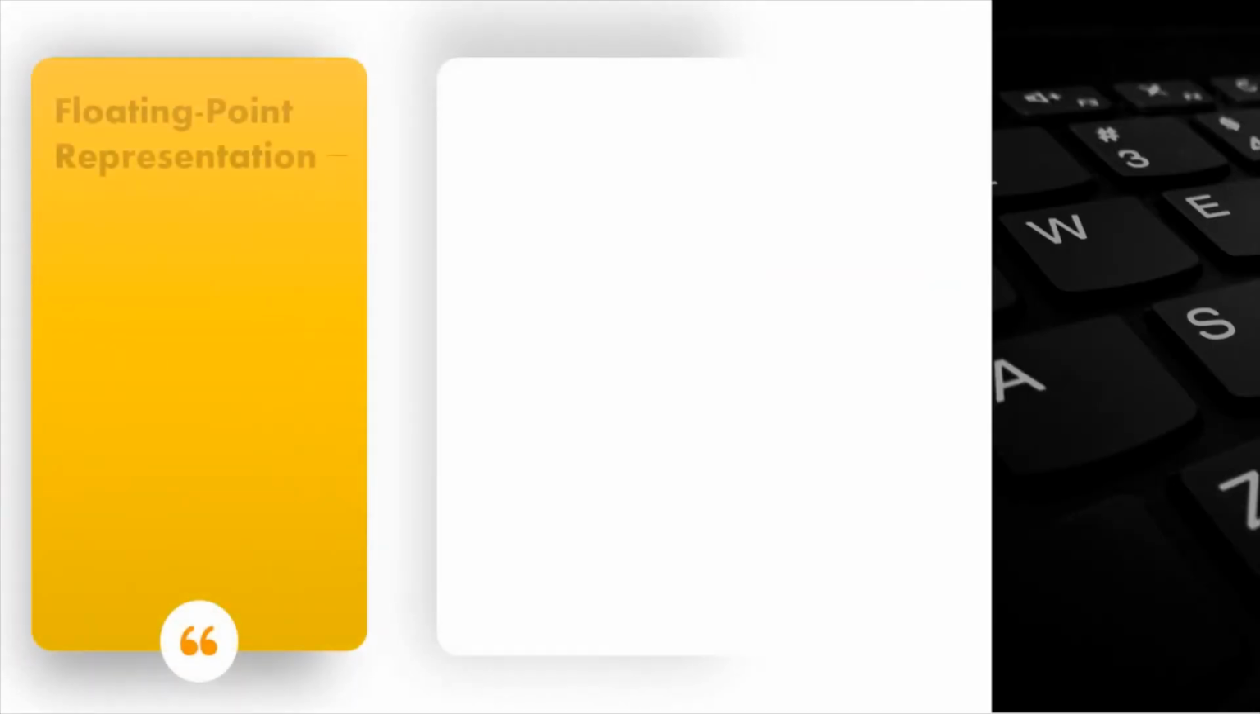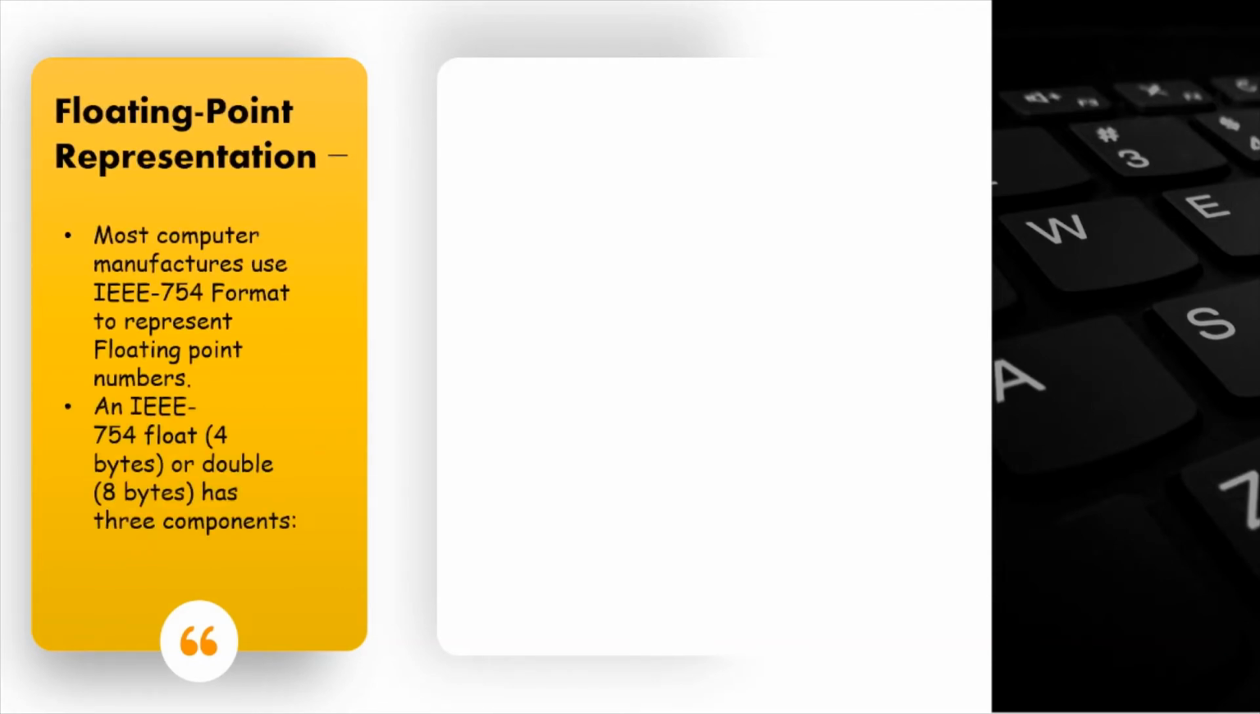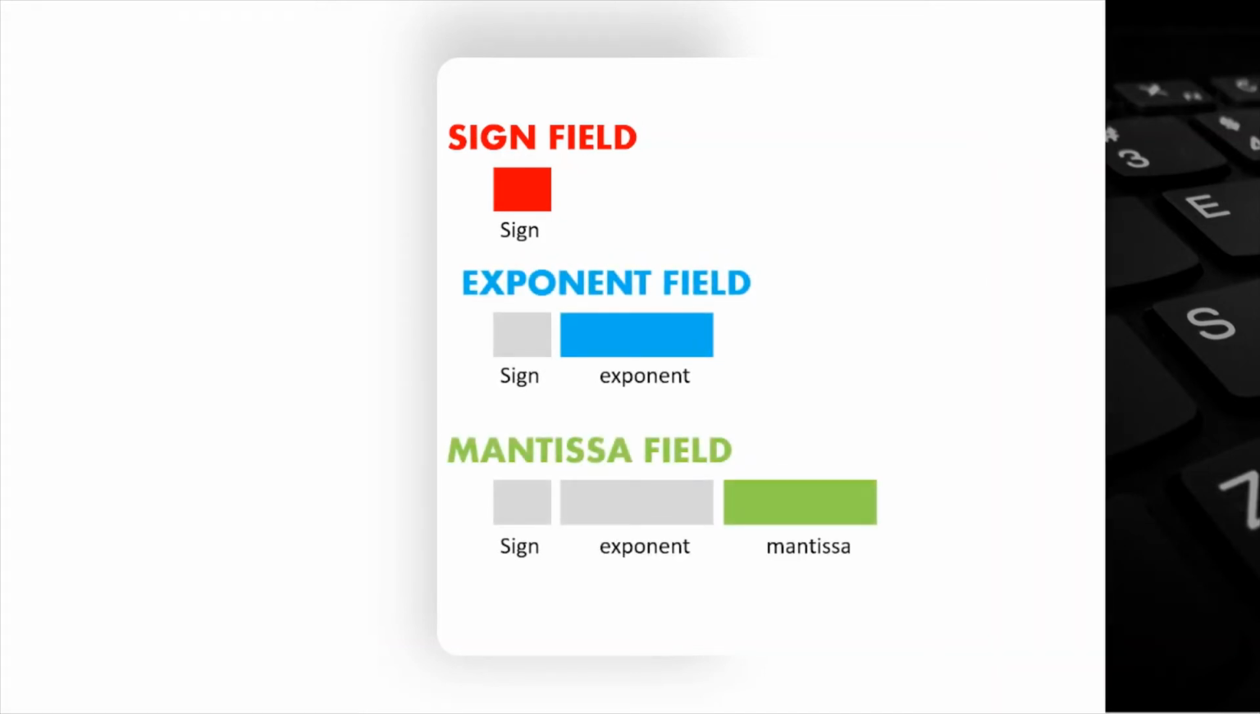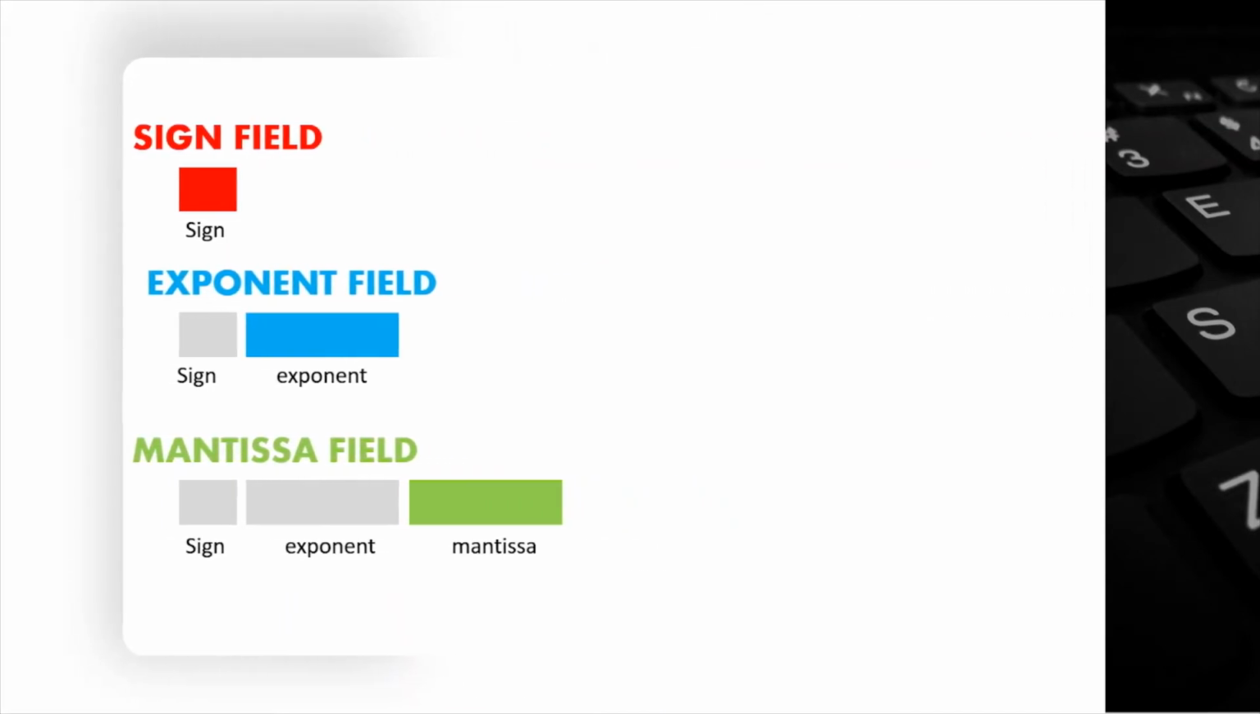Now we move to floating point representation. Most computer manufacturers use the IEEE 754 format to represent floating point numbers. IEEE 754 float, 4 bytes, or double, 8 bytes, has three components: the sign field, the exponent field, and the mantissa field. It is represented by single precision 32-bit and double precision 64-bit.